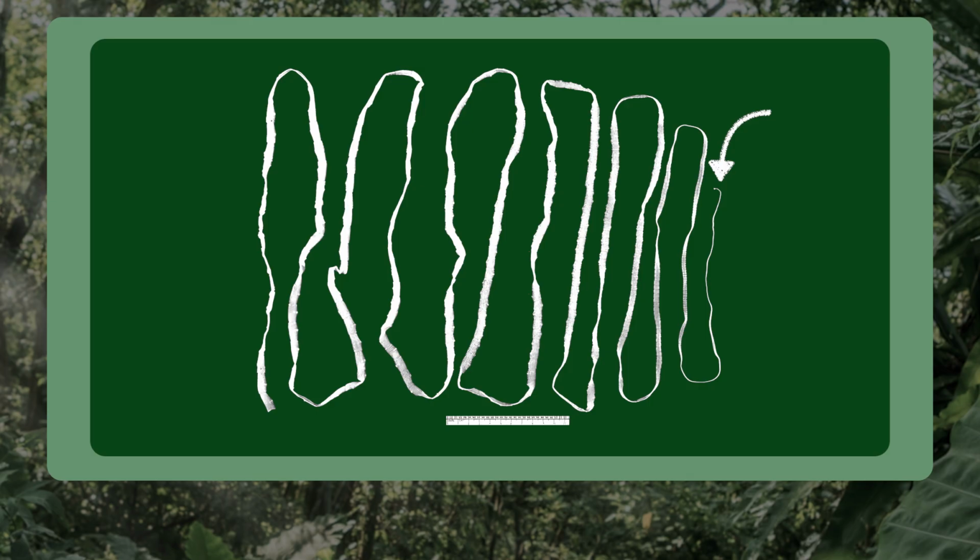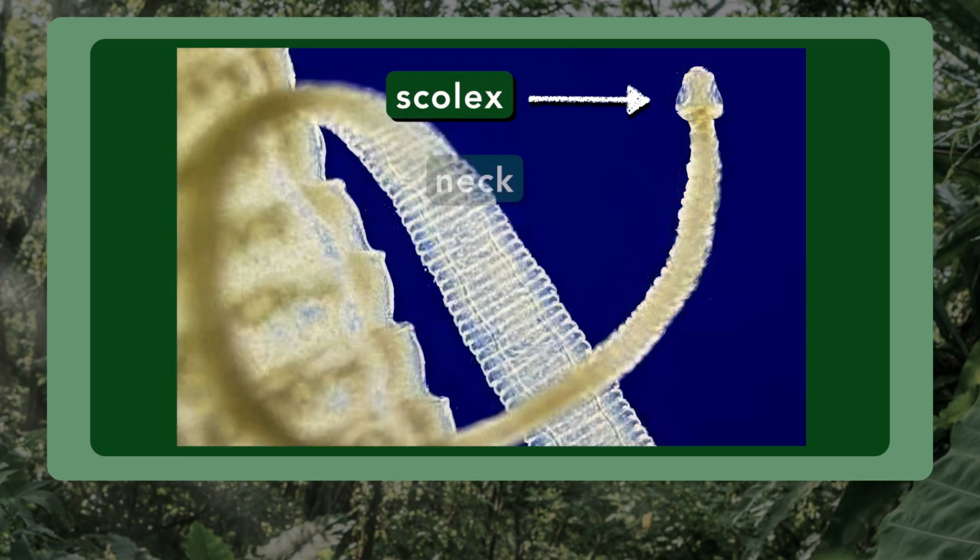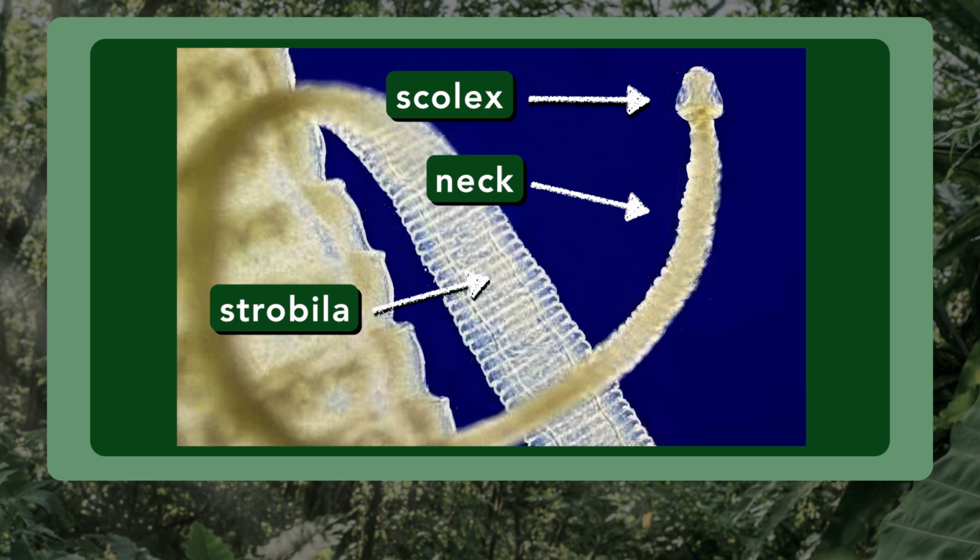That narrow end is the head. We call that the scolex. The scolex is a really important attachment structure for these parasites. The scolex is attached to a neck, which is the region where the tapeworm is producing new segments of its own body. And those segments form the long tape that we call a strobila.